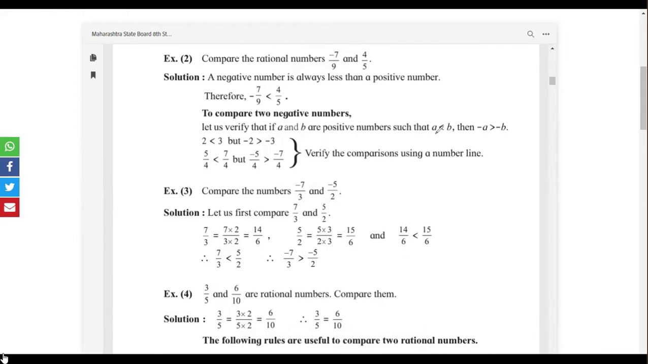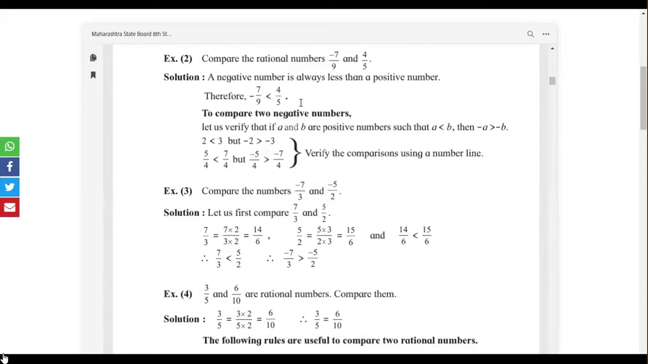Let us verify that if A and B are positive numbers such that A will always be lesser than B, right? If we consider A as 1 and B as 2, so 2 is greater than 1. Then minus 1 and minus 2. So what will be greater? Minus 1 will be greater in that, because it comes first on the number line. This way we can take any example.